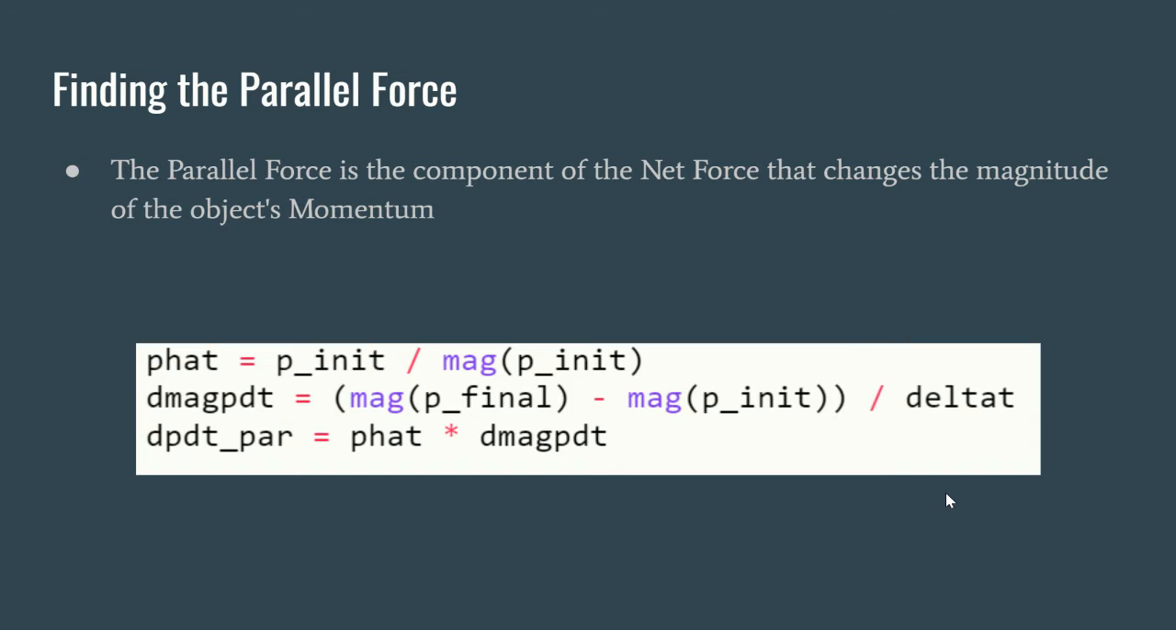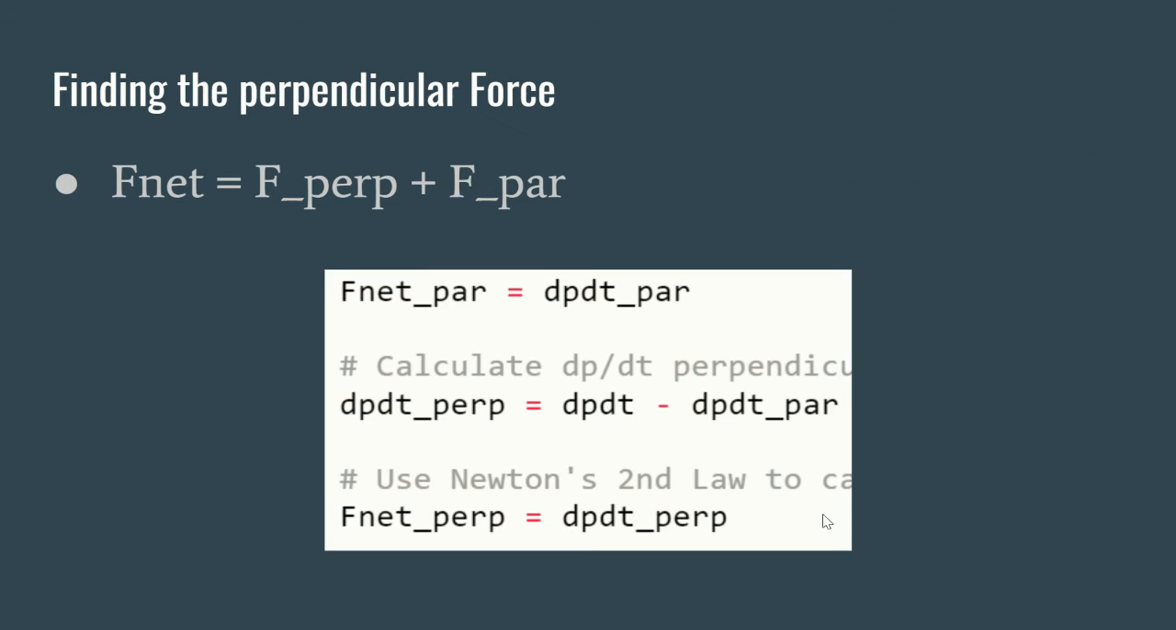So how can we find the parallel force? Well, what is the parallel force exactly? The parallel force is the force in the direction of motion, and it's the component of the net force that changes the magnitude of the object's momentum. So how we can do that is finding p hat, which is going to be p initial over the magnitude of p initial, which is going to give us the direction vector. And then we find the magnitude of dp dt, which is shown in this line. And then we set dp dt par, the parallel force, equal to the direction vector times the magnitude.